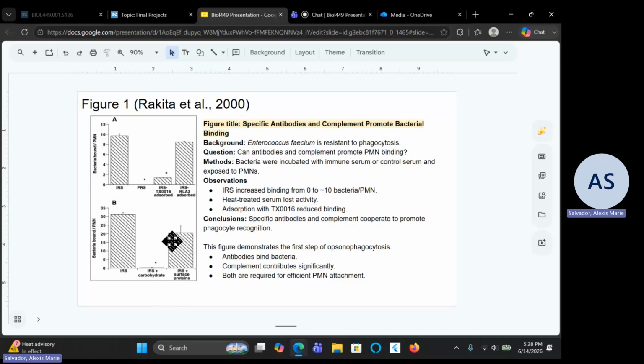So this is resulting in the PMM binding dropping dramatically, suggesting that the most important opsonizing antibodies are recognizing a carbohydrate antigen on the TX strain.